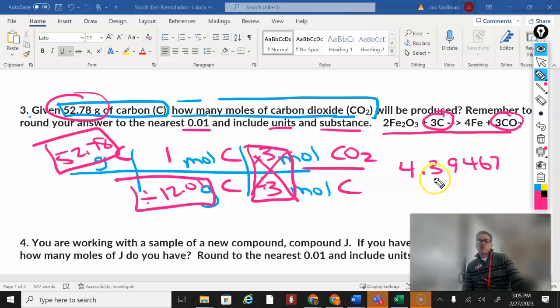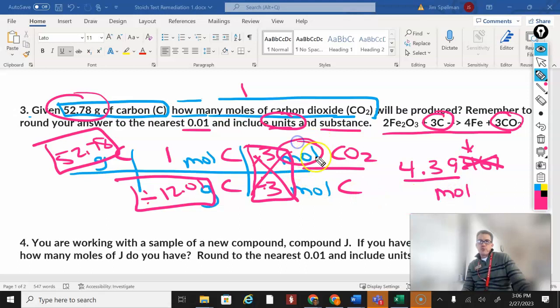So if I'm rounding to the nearest 0.01, I need to have that many digits in there, and I need to look at the first number that I'm not including to decide do I round or not. This number is below 5, which means I don't need to round. So I'm going to do 4.39. That's what should go in my answer. My units are, here's my question, how many moles? Which is also what we have here. My substance is carbon dioxide, CO2. So 4.39 moles of carbon dioxide. 2-step problem.